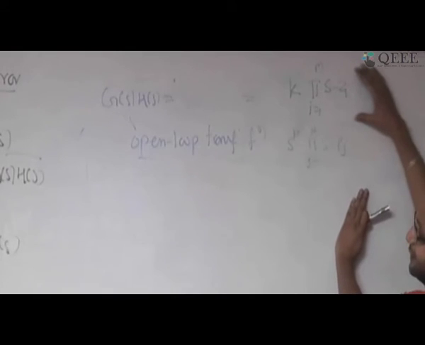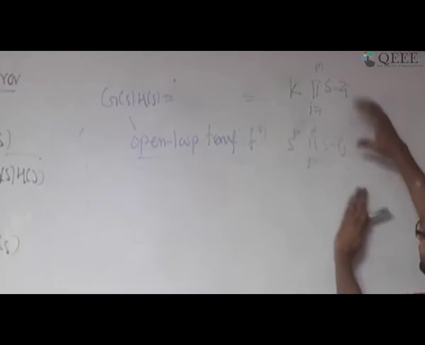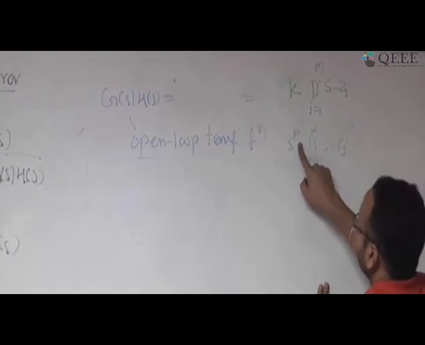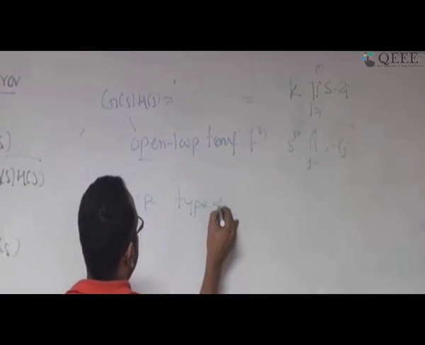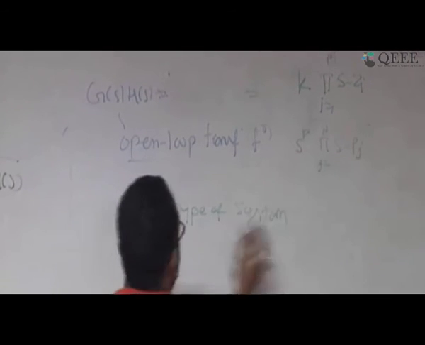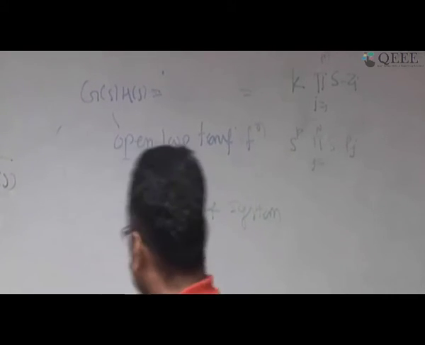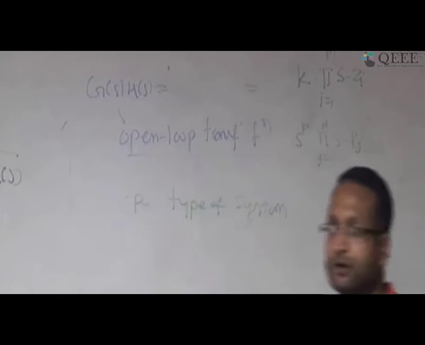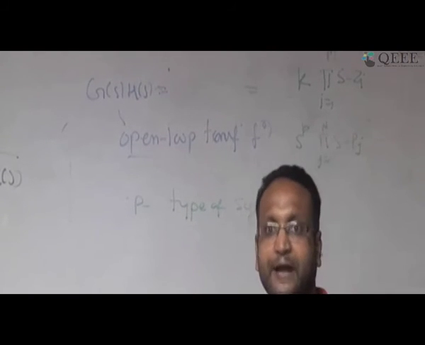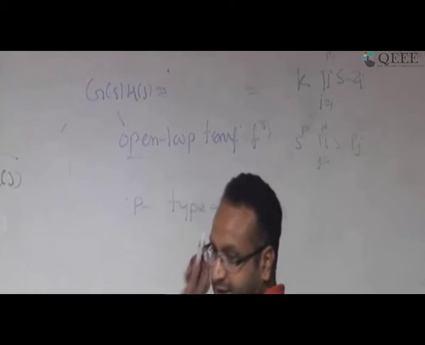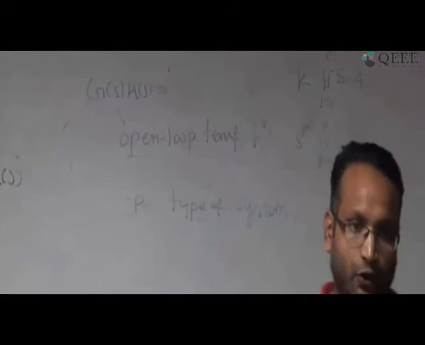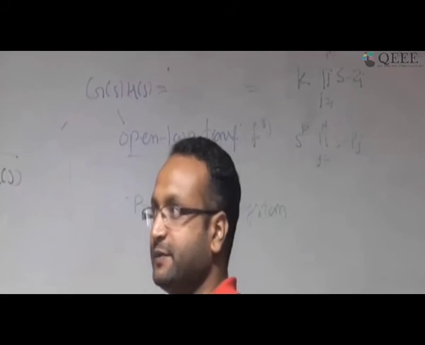The numerator term I am writing as a multiplication of several roots, and the denominator also. There is one term coming, s to the power of p. This p denotes the type of the system. If p equals 0, we say type 0 system. P equal to 1, type 1 system. P equal to 2, type 2 system. In general, I can write a type n system. I want to emphasize one point: this type of system is different from the order of the system. Don't get confused that the order of the system is equivalent to the type of the system.